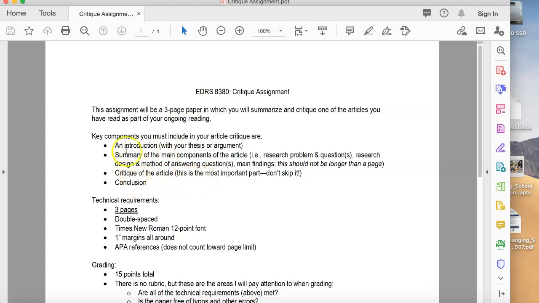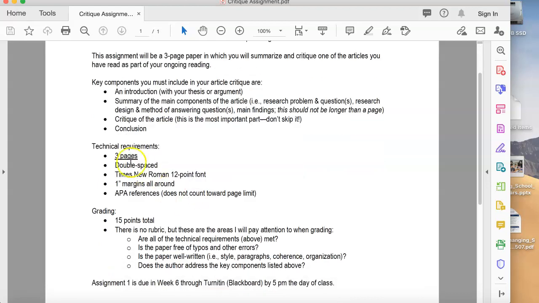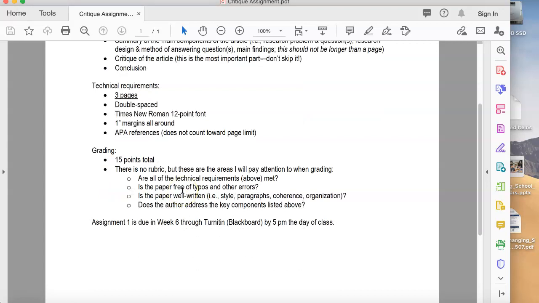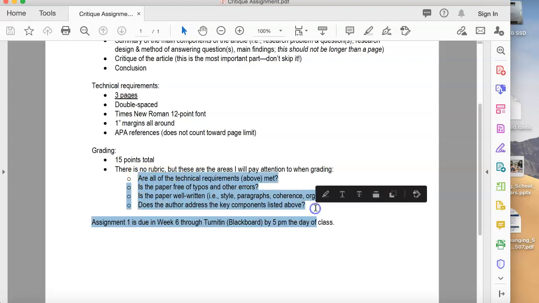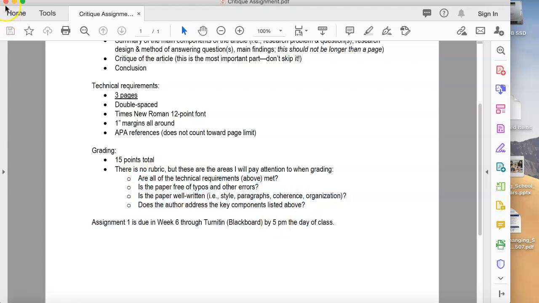So here I've tried to lay out, this is what it has to have in it. This is really important. I can't emphasize this enough, this critique. And this kind of gets woven into your argument or your thesis statement. Here's 3 pages. It has to follow all of these technical requirements. It's 15 points. I don't use a rubric, but these are the areas that I'm going to pay attention to when I'm grading.